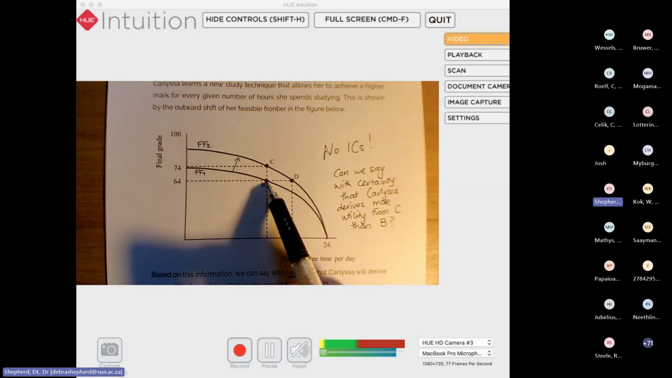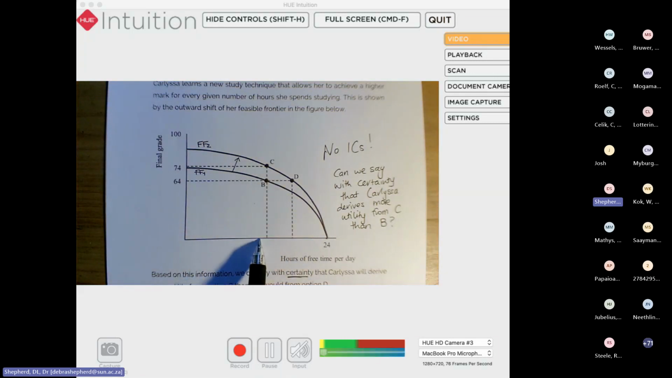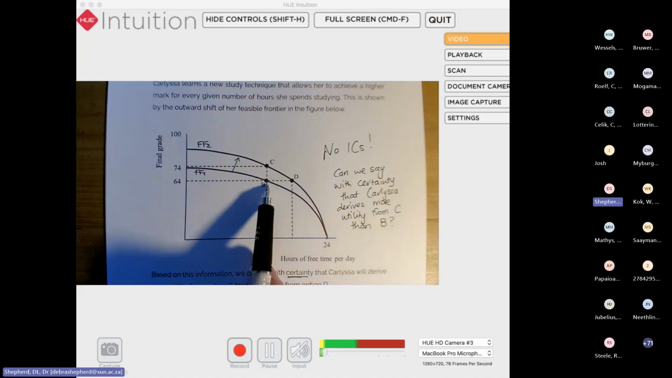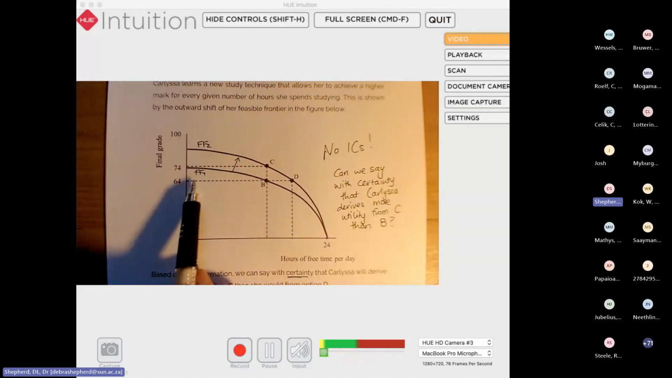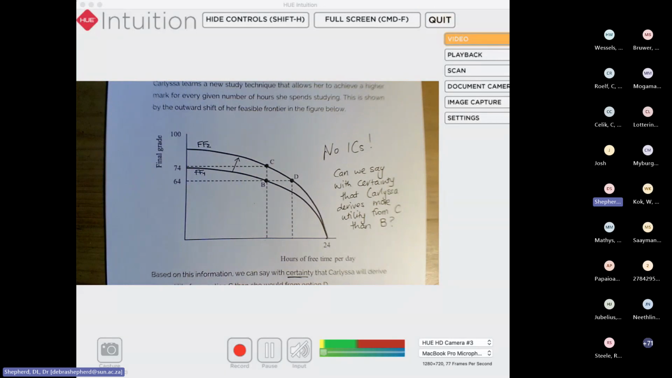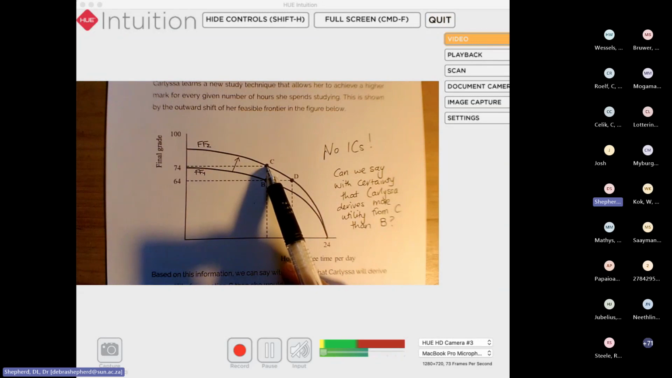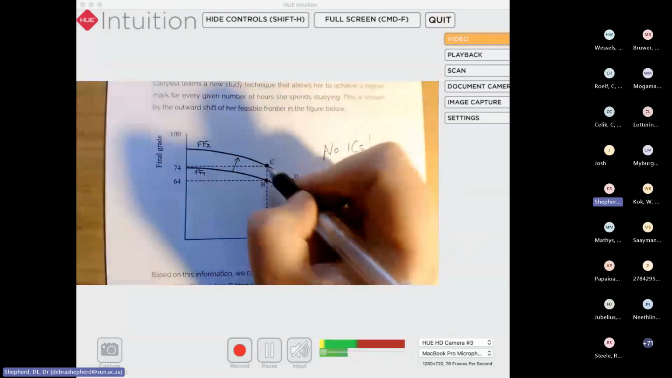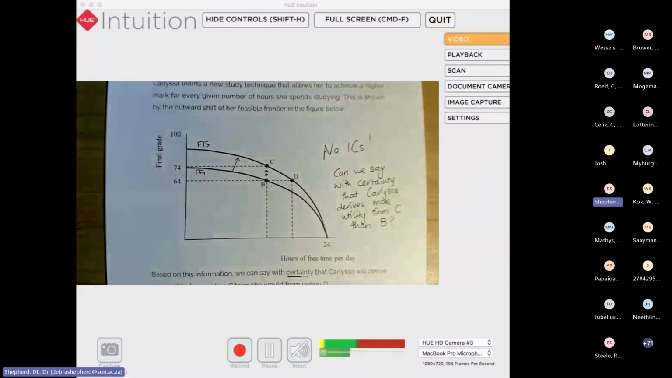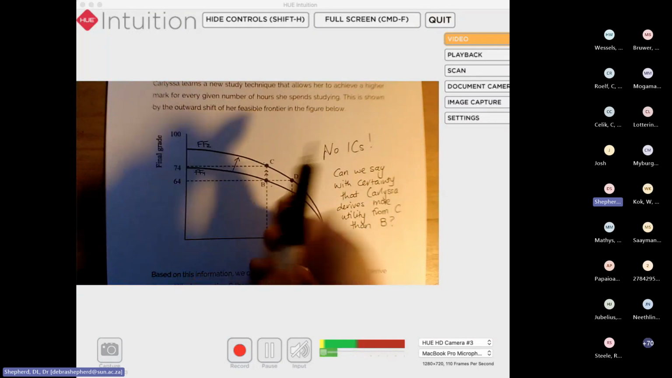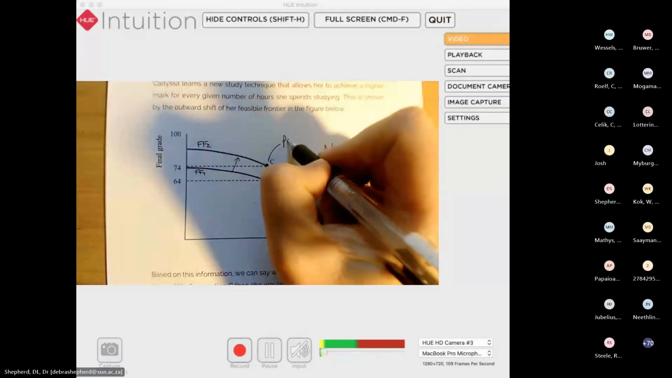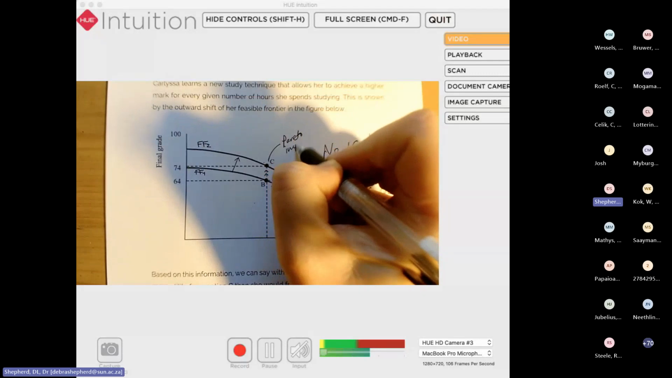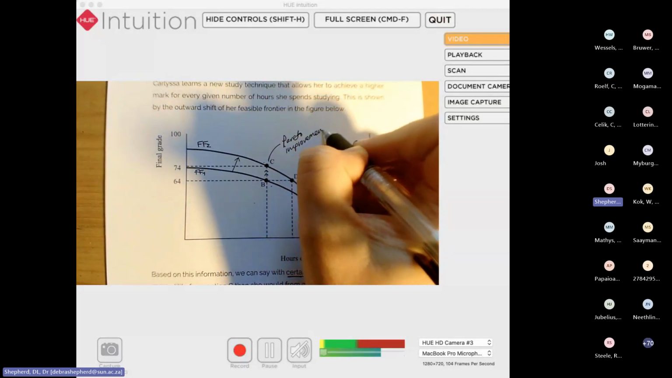Because if we compare B and C, she's getting the same amount of free time, but she's getting a higher grade for that free time. Exactly. So C will certainly, most definitely derive her more utility than B, because C represents, what's another term we can give if we compare B to C? C is a Pareto improvement over B.